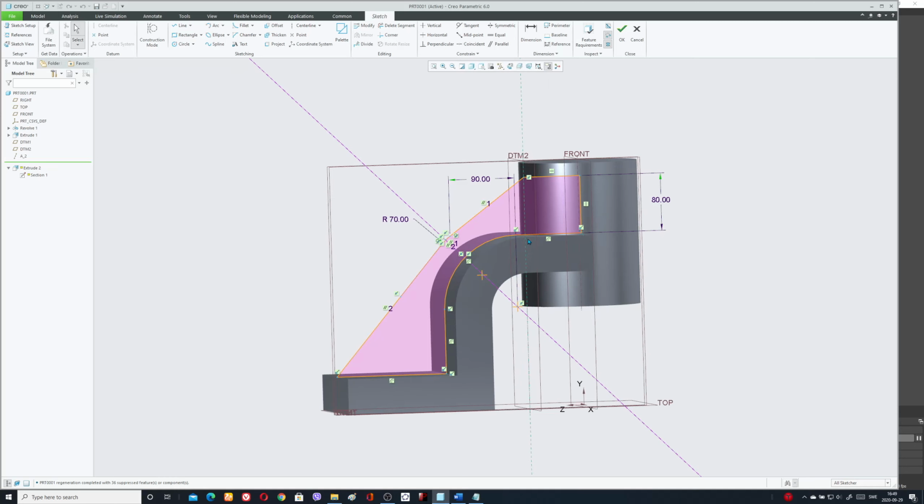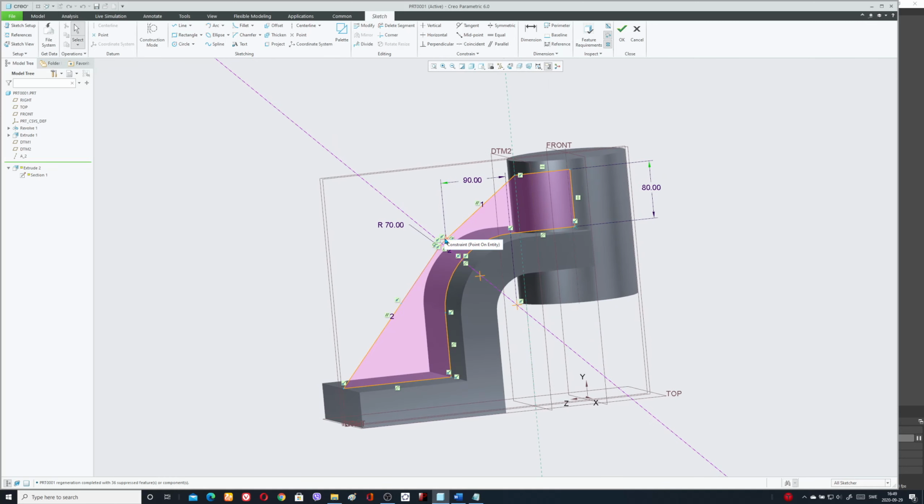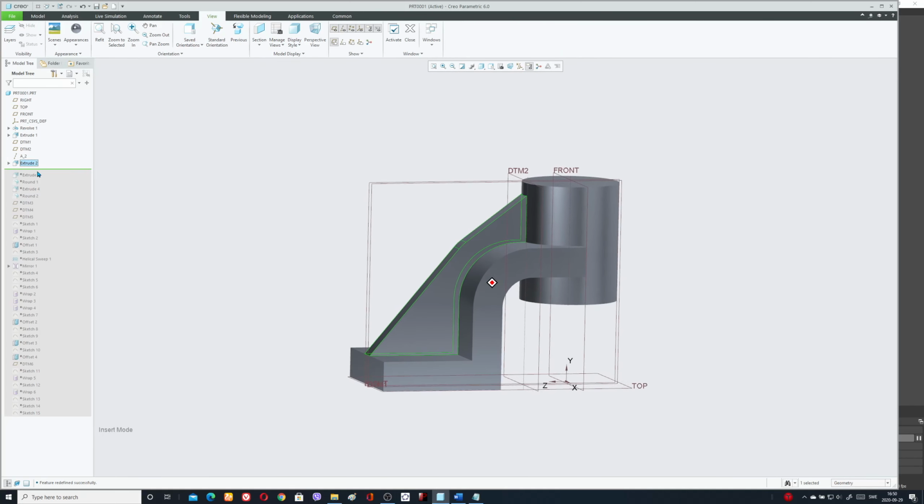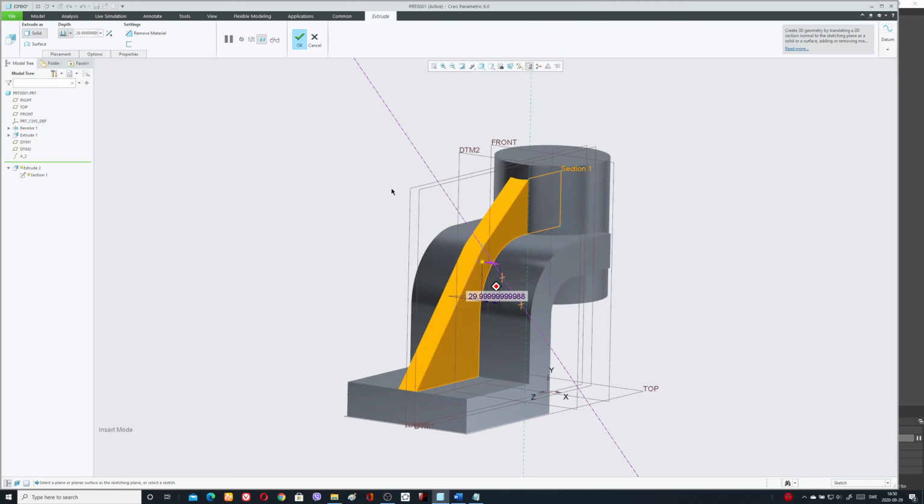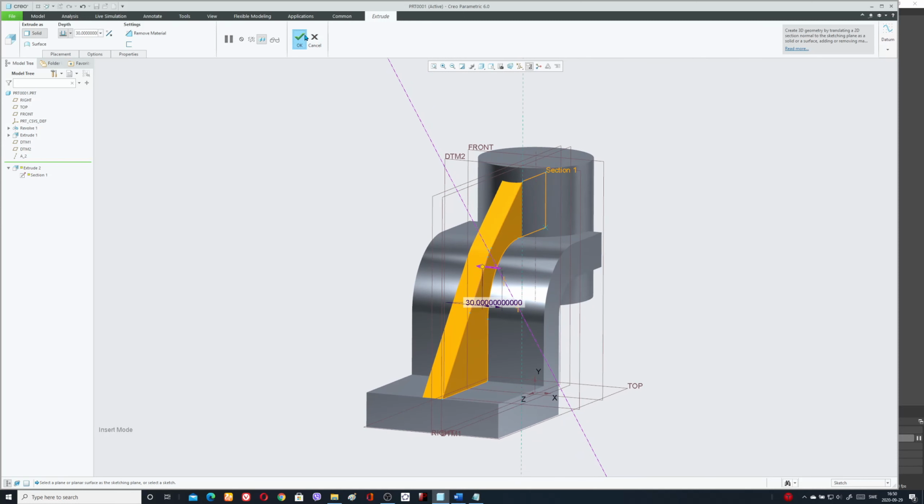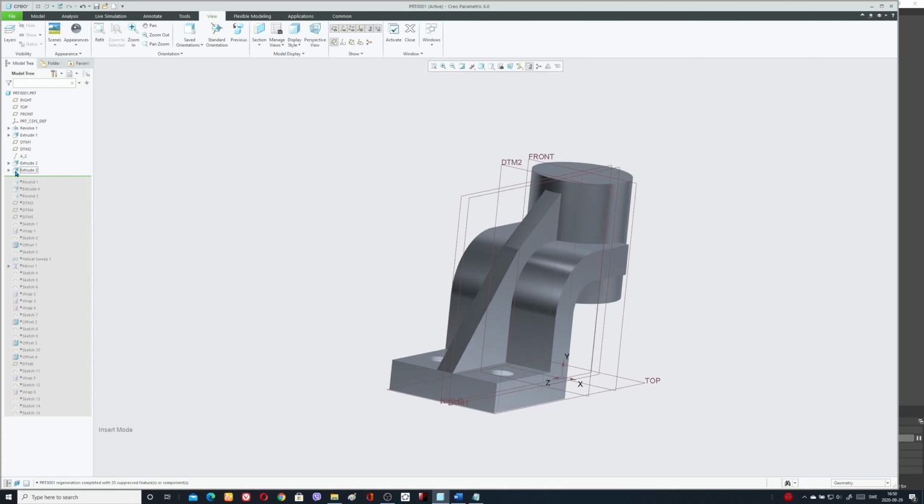Okay, so you have this distance and this 90. And so the extrude, let me put 30 here. So just okay.